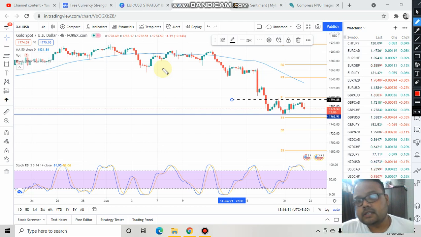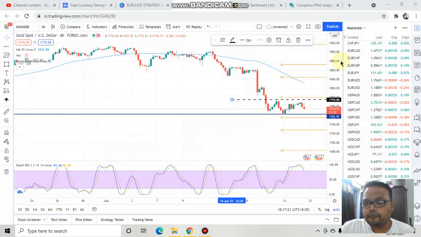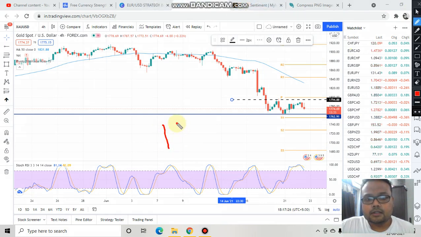But in gold USD, the things are not that promising, because you can see that the range is very narrow here. The range is very narrow here, so there is not much window to go for any buying opportunity or any shorting opportunity. In case you find gold USD taking support at this level, 1762. This level is important.